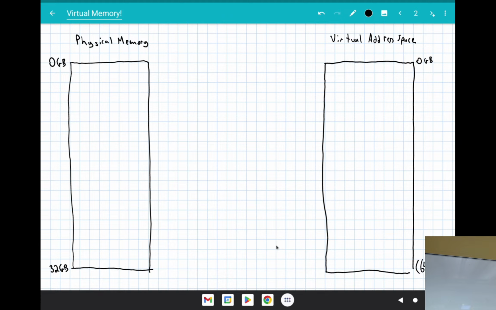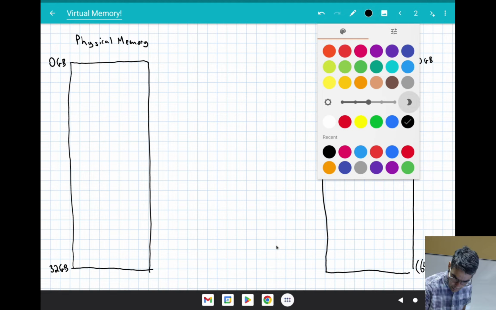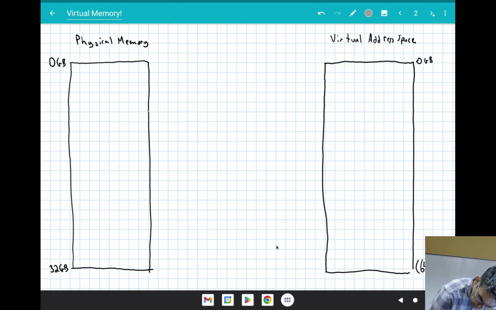We have these address spaces that are just much bigger than can possibly fit into the actual physical space that we have. But the difference now is that I'm going to take my physical memory and I'm going to partition physical memory into page frames.